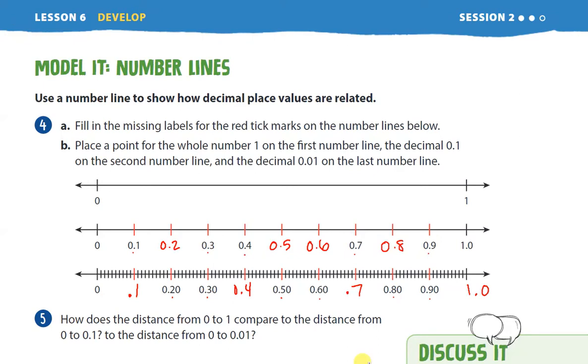And then B, place a point for the whole number 1 on the first number line. Okay. There we go. So the whole number 1 on the first number line. The decimal 1/10 on the second number line. Okay, 1/10. There we go. And the decimal 100ths on the last number line. Okay, 100ths. Okay, this is 1/10. So this is 100ths right there. There we go.